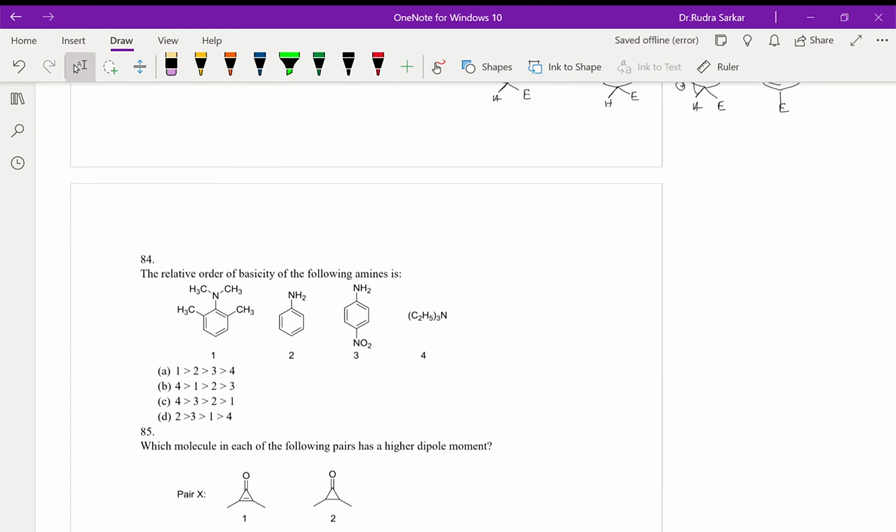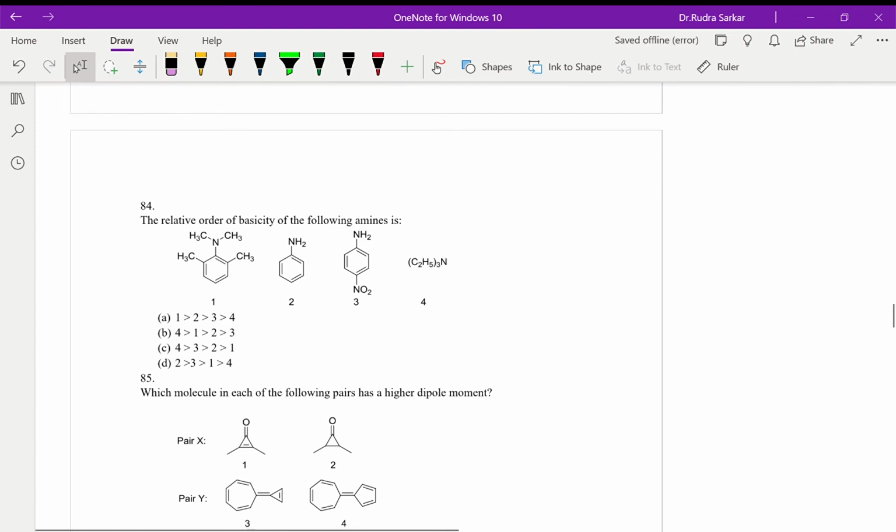Question number 84. Over here we have to find out the relative order of basicity of the following amines. First of all, the first thing that we should remember always is that aliphatic amines are more basic than aromatic amines. First thing.